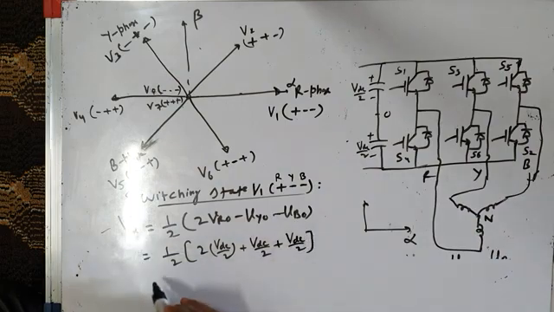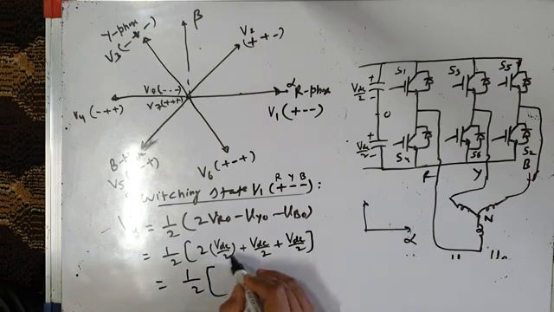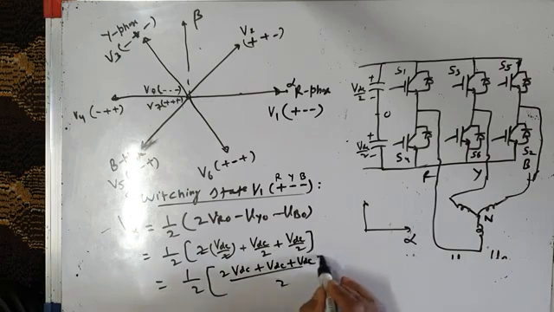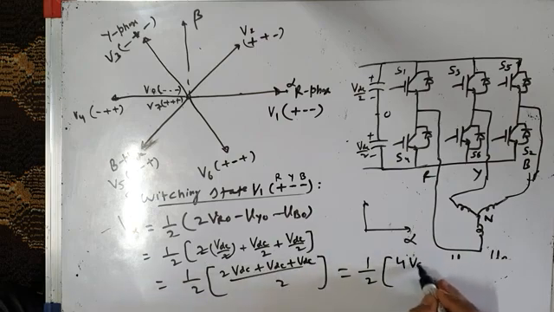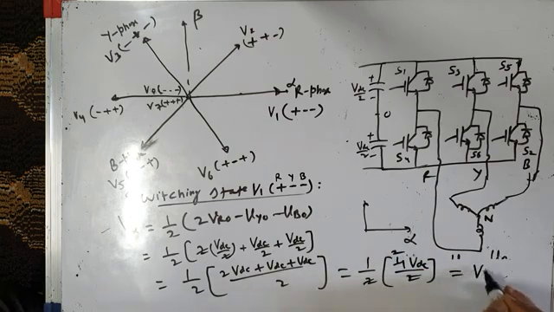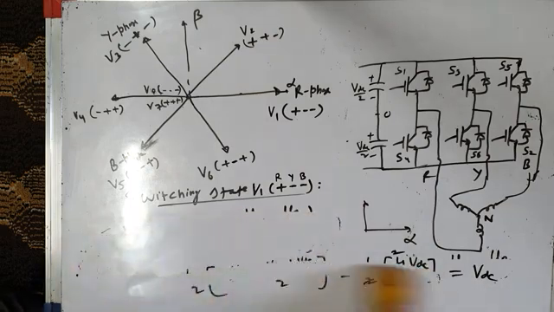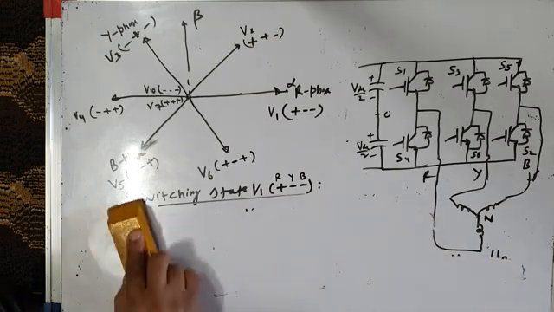So therefore V alpha in terms of pole voltage will be 1 by 2 times. The 2 and 2 here cancel. So this is 2 VDC by 2 plus VDC by 2 plus VDC by 2. If you take LCM 2, it's 1 by 2 times 2 plus 1 plus 1, that's 4 VDC by 2. So 2 into 2 is 4, 2 and 2 go, it is equal to VDC. So therefore my V alpha comes out to be VDC. So let me write it here.